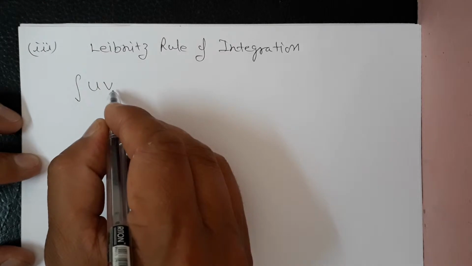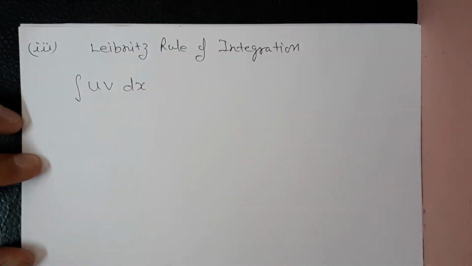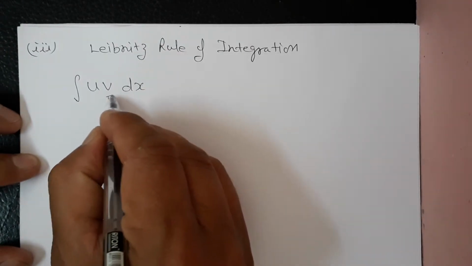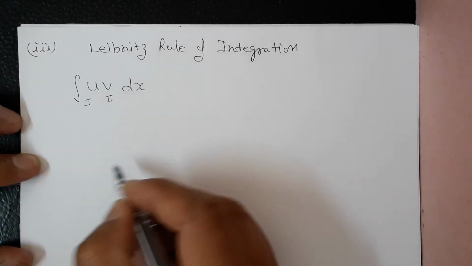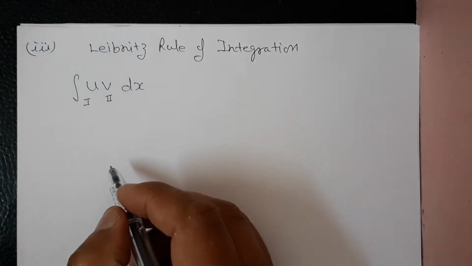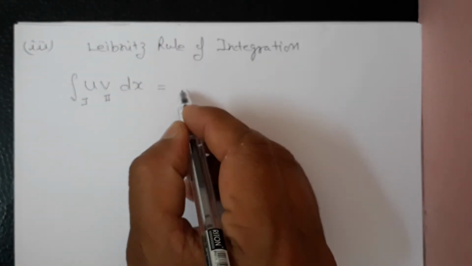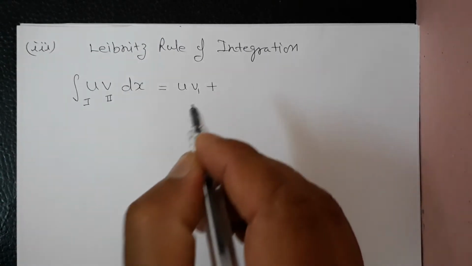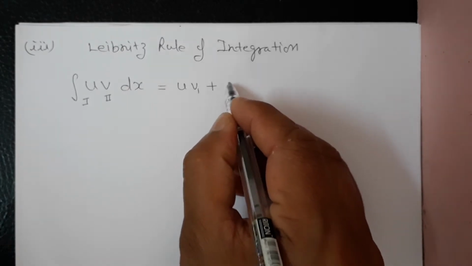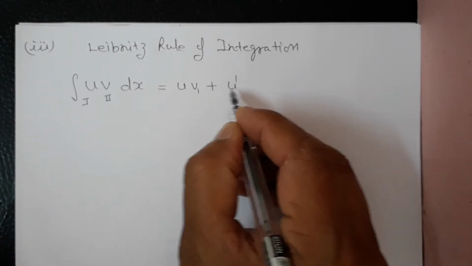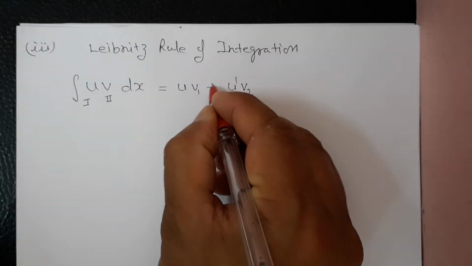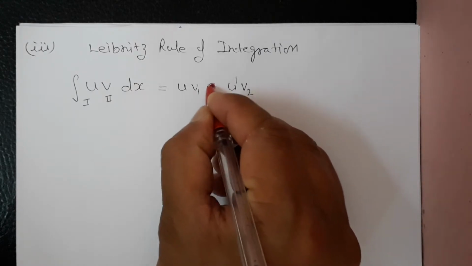That is, if we have two functions u and v multiplied with each other, then we'll take one of the functions as first function and second function respectively, and this rule is equal to u v1 plus u dash v2, not plus but there it is minus. Okay, so we'll go with minus sign here.